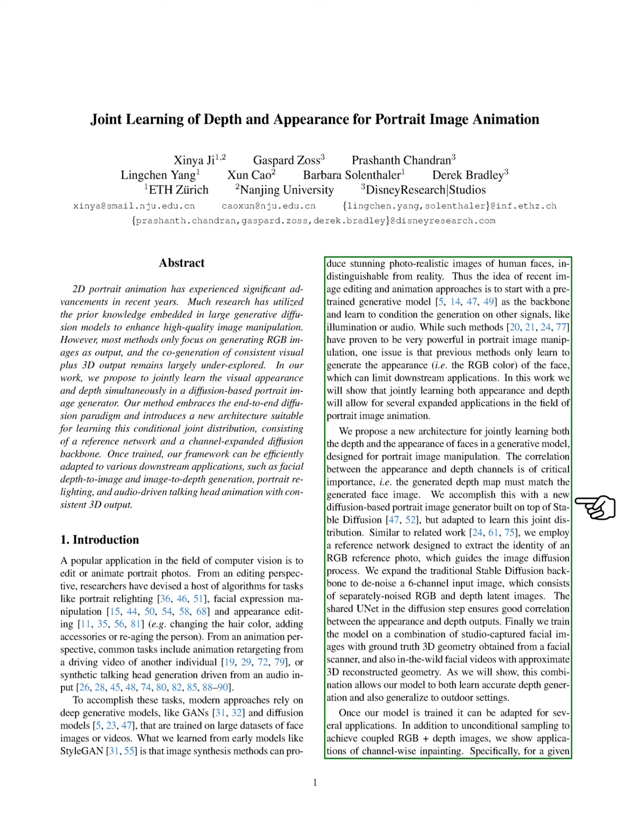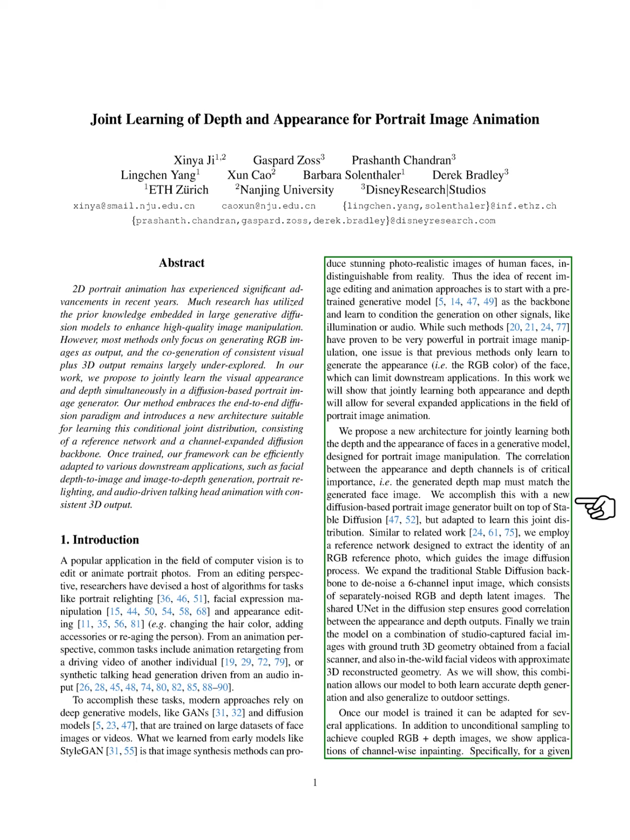To implement this, we introduce a diffusion-based portrait image generator that builds on stable diffusion but is tailored to learn this joint distribution. We utilize a reference network to extract the identity from an RGB reference photo, guiding the image diffusion process. Our model processes a 6-channel input image, which includes separately noised RGB and depth images, ensuring a strong correlation between the outputs. We train our model using a mix of studio-captured facial images with accurate 3D geometry from a facial scanner and real-world facial videos with approximate 3D geometry. This combination enables our model to learn precise depth generation and adapt to outdoor environments.